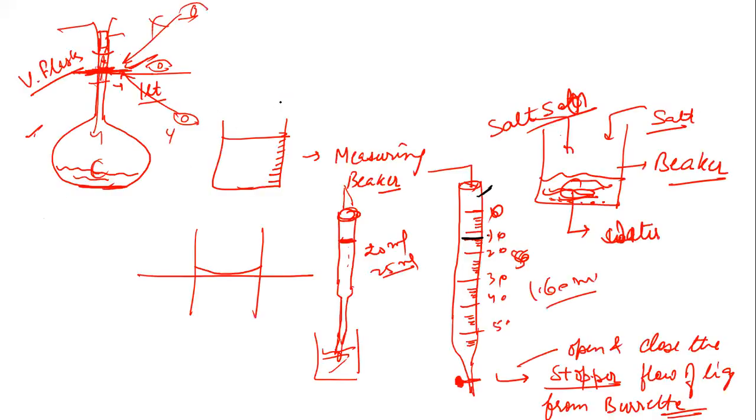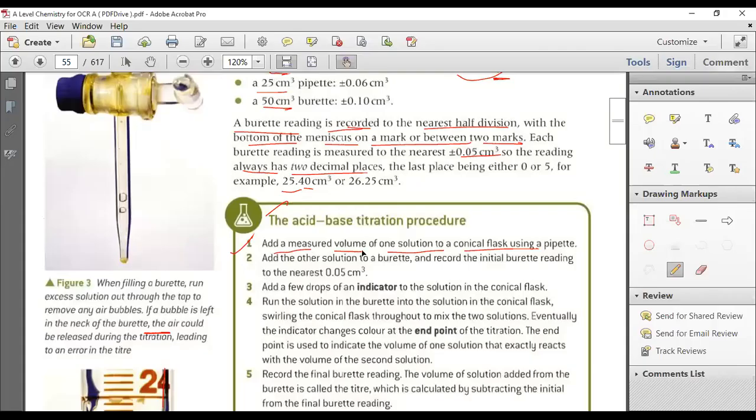It is conical in shape. This is another conical flask. Now, with the help of this pipette, you need to measure the solution and put it in the conical flask. You measure a volume of one solution and add it to a conical flask using a pipette. Now, the other solution you need to add to this burette.